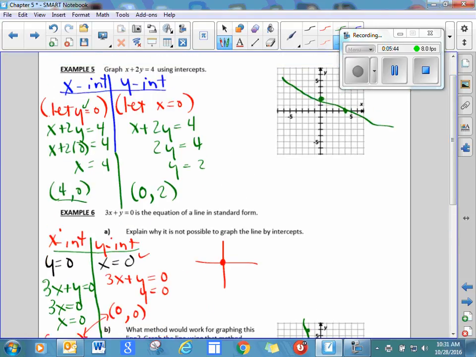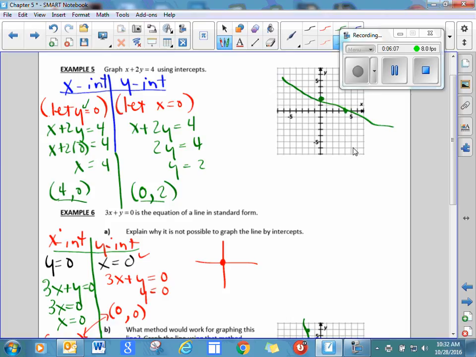So notice on this example, we had these 2 points that we plotted and drew our line. On example 4, on the page before, we had 2 points we plotted and drew a line. I told you guys in class that if you make a mistake in your calculation, any 2 points that you draw, you can make a straight line through.